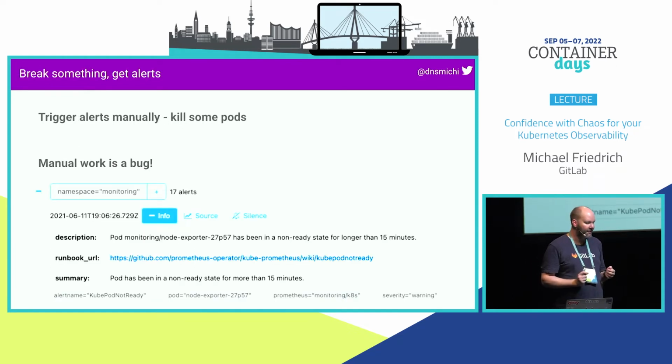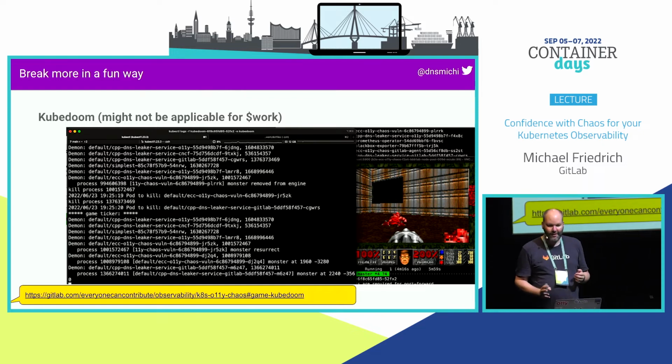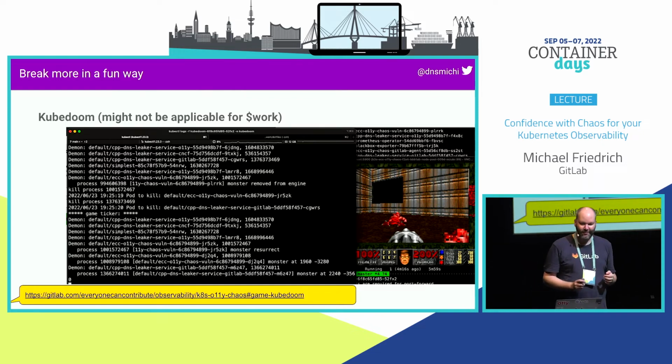Yeah, and the thing is, how do we get these alerts? By default, everything is working and oftentimes you don't see anything. Now we can trigger alerts manually by killing a pod or doing something, but manual work is a bug. So there are probably better ways to cause some chaos in the Kubernetes monitoring. You might be using kubedoom to kill some pods in a fun way, but I'm not sure if that is allowed at work. But it's still an interesting project to try out and see whether alerts are working or not.